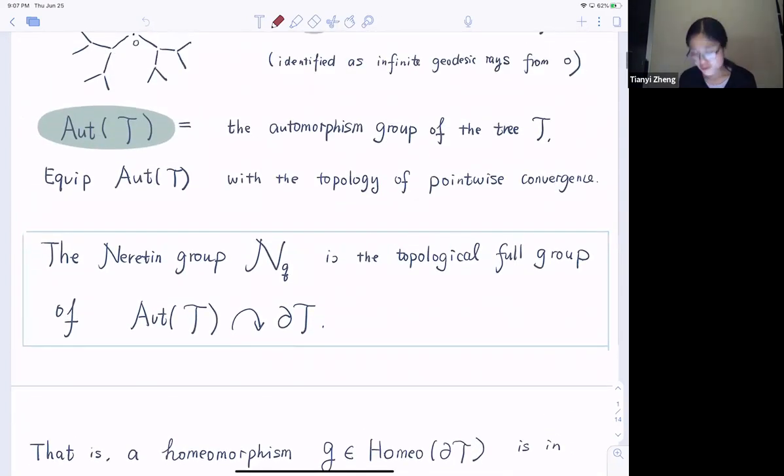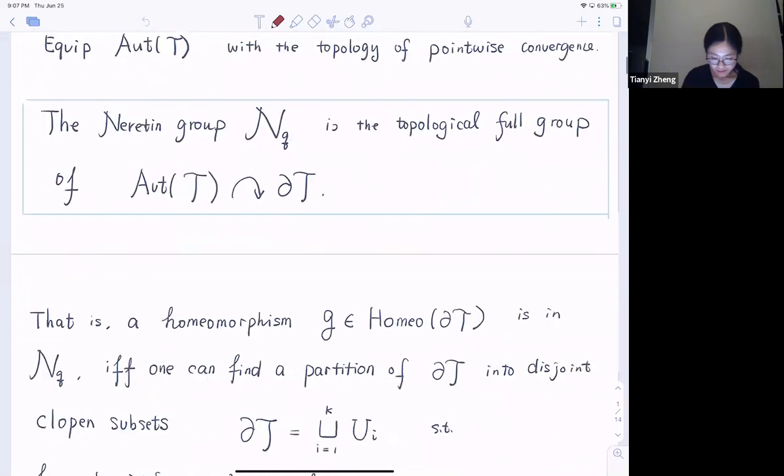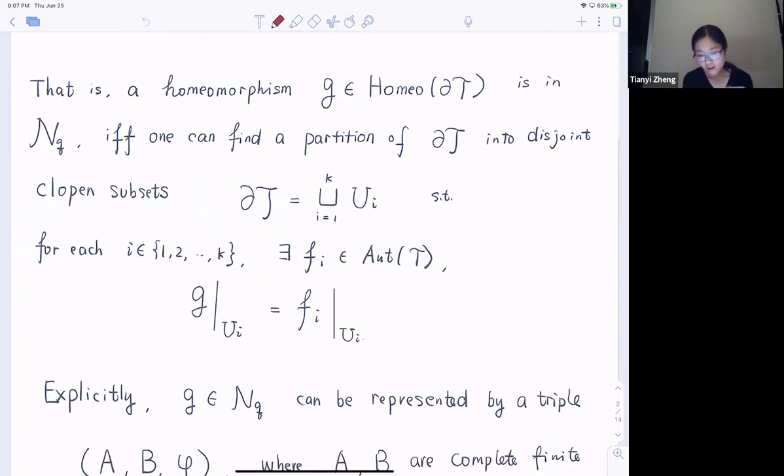So you will hear a lot more about the topological full groups in Hiroki's talk. Here I just recall what it looks like in this very explicit setting. Here we have the tree boundary, and a homeomorphism of the tree boundary is in the Neretin group if you can find a partition of the Cantor set into finitely many disjoint clopen sets, and when you restrict the homeomorphism to each clopen set, it agrees with some tree automorphism. That's the definition of a topological full group: locally it looks like the tree automorphisms. Globally, you are able to move pieces around without respecting the tree structure.